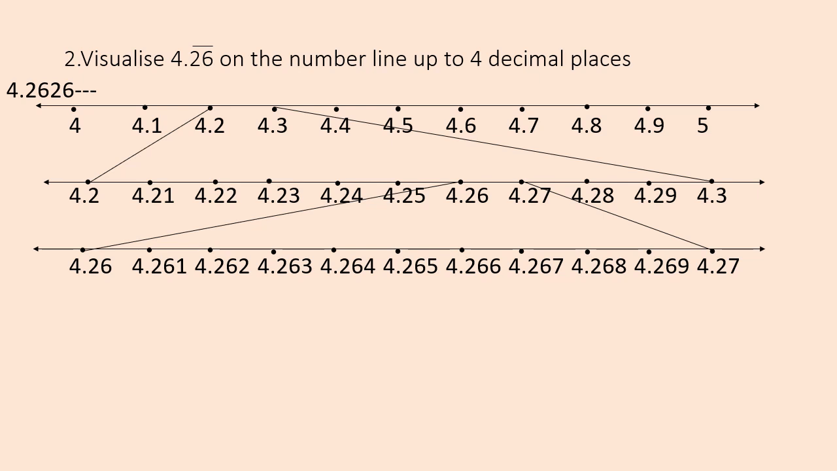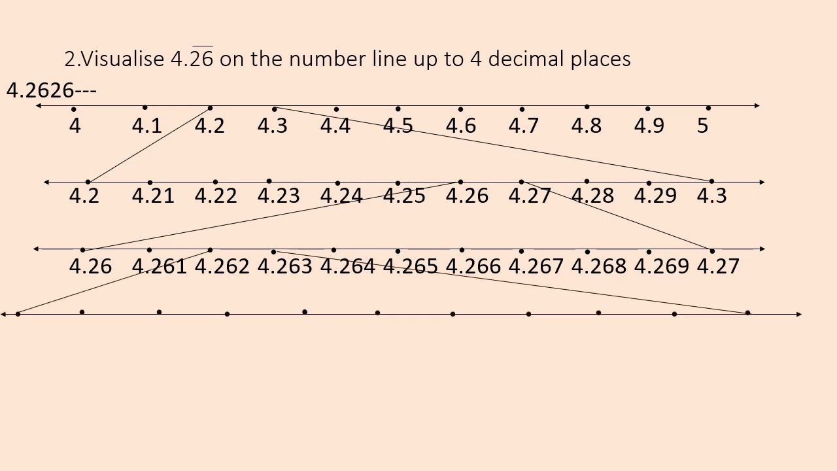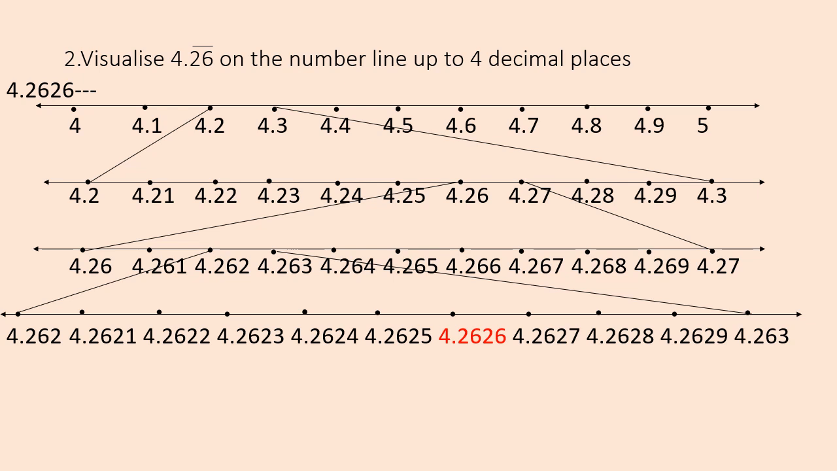Then next, 4.2626. That means you have to magnify in between 4.262 and 4.263. And again you have to number them 4.262, 4.2621, 4.2622, etc., 4.2629, 4.2630. And the given number 4.2626 lies in this number line. You have to highlight the required number.